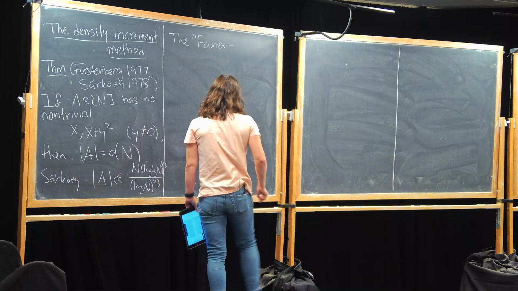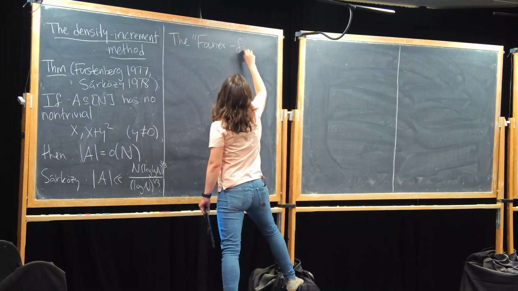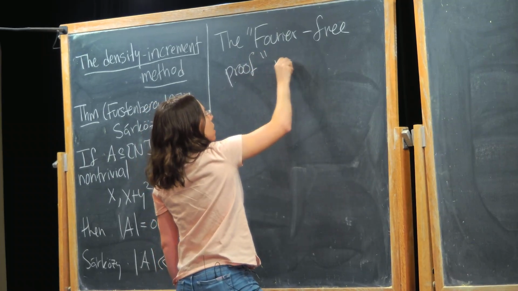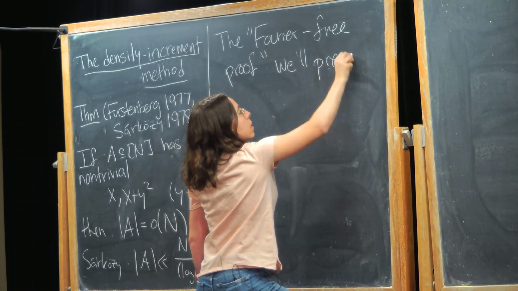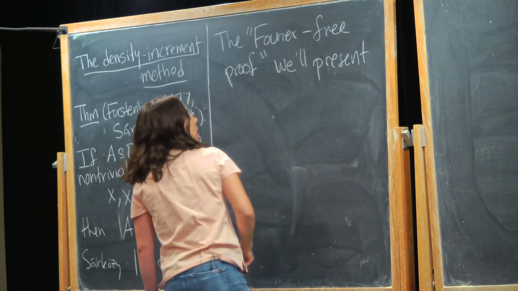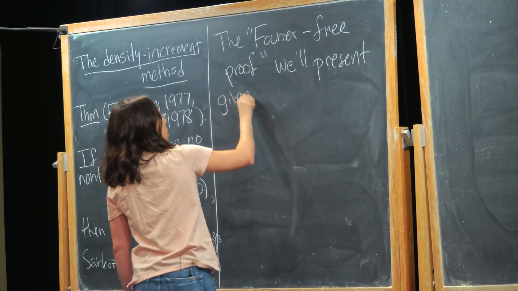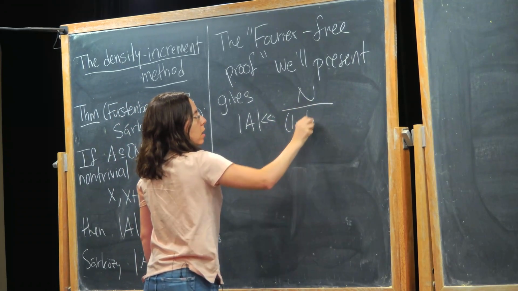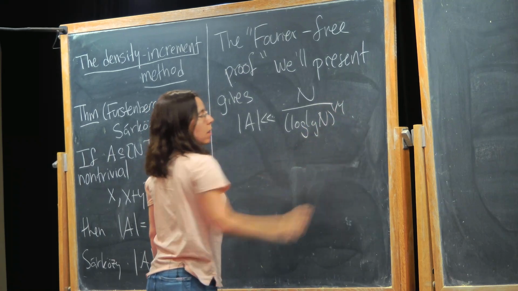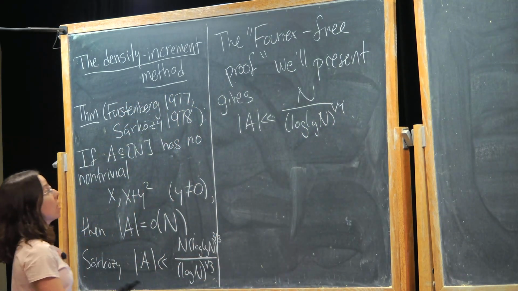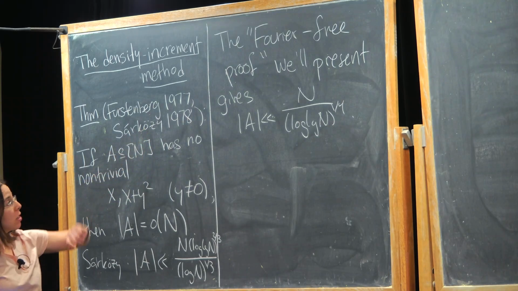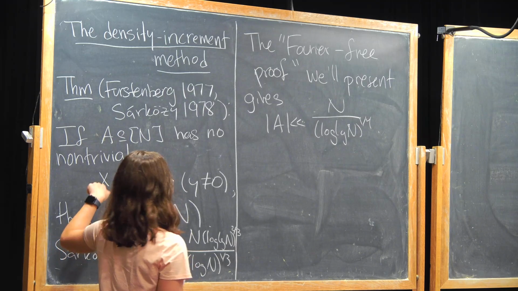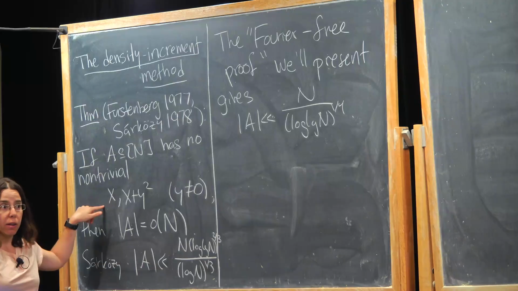So the proof we're going to present of it using the density increment method is called the Fourier free proof. And it gives a weaker bound. So this gives like size of A is at most n over (log n)^(1/4). So this proof is more elementary, as its name suggests. It uses no Fourier analysis, and it also uses ideas that will be more relevant to us when we prove the nonlinear Roth theorem.